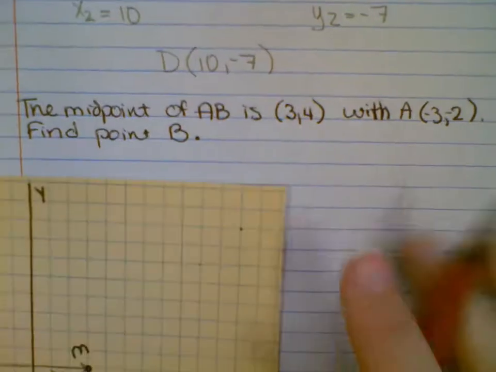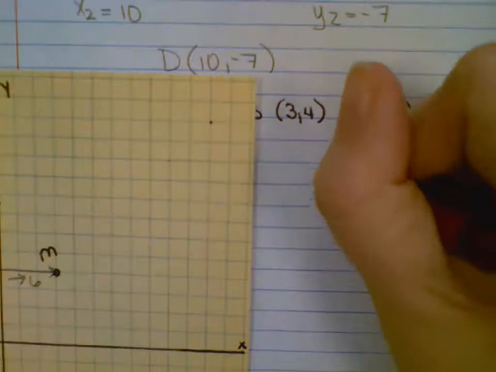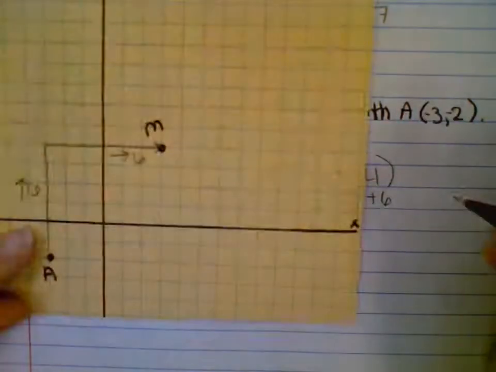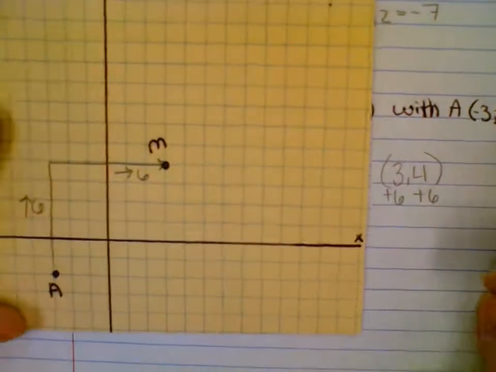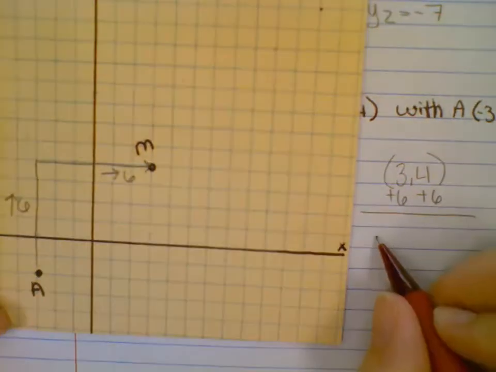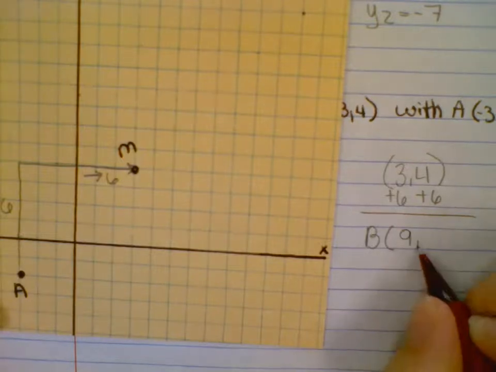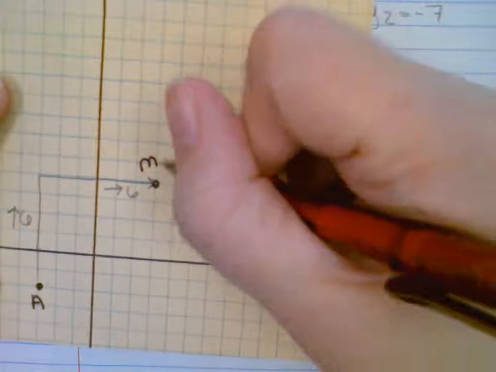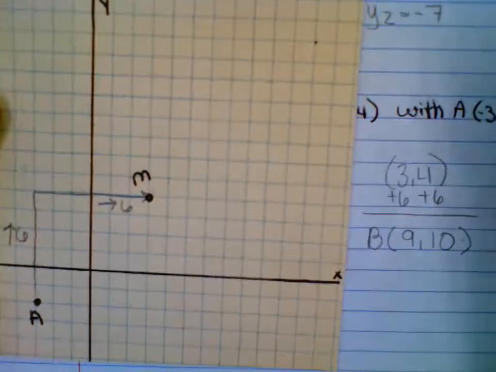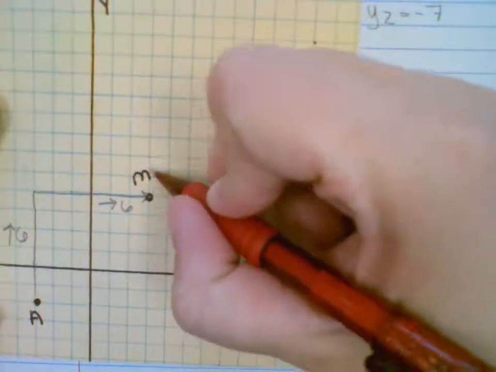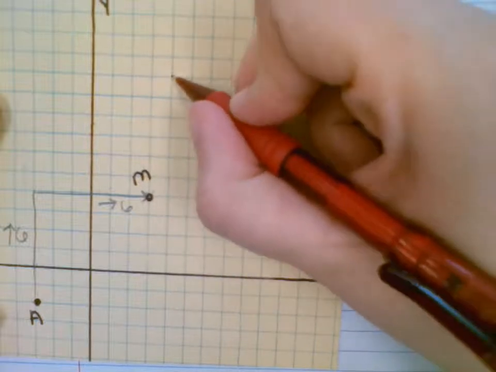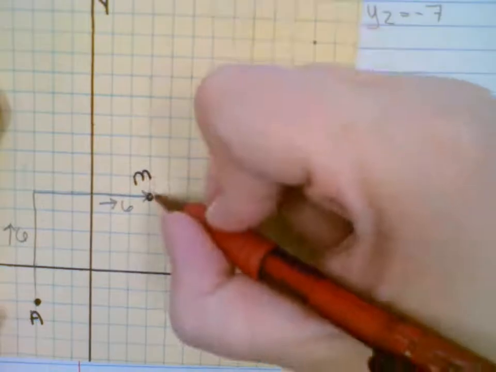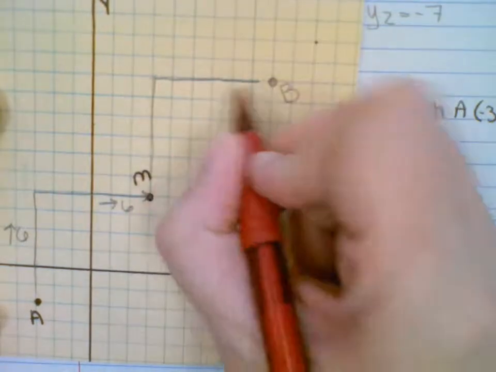Okay, so we could really take our midpoint, that's at 3, 4, and if we added 6 to both of them, because we went up 6 and then to the right 6, we would get our new point. So point B would be at 9, 10. Okay, but if you want to use the graph to count it, go up 6 to the right 6, and you'll be at point B. So that is where point B would be. Up 6 and to the right 6.